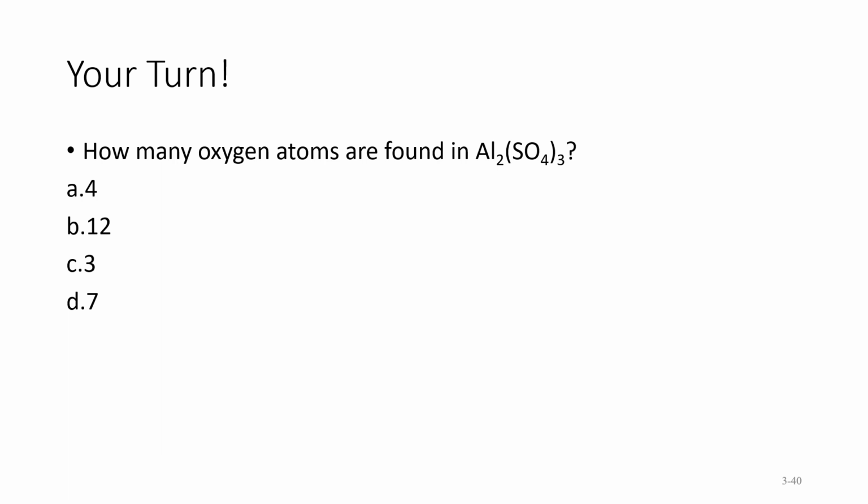How many oxygen atoms are found in Al2(SO4)3? 12. Again, we're going to multiply. So 3 times 1 is 3. 3 times 4 is 12. So we have 12 atoms of oxygen.